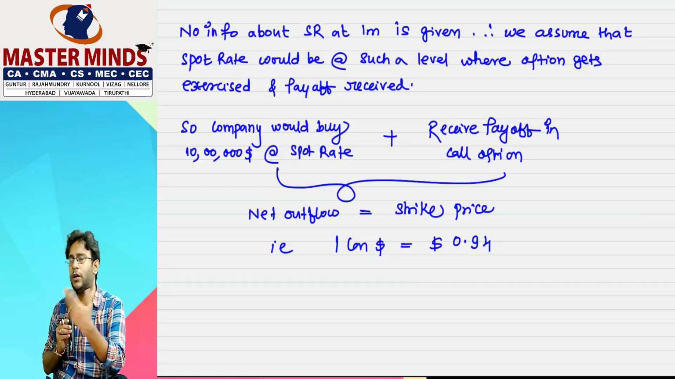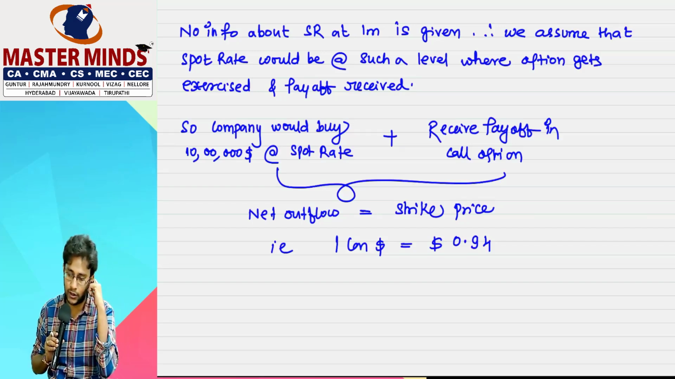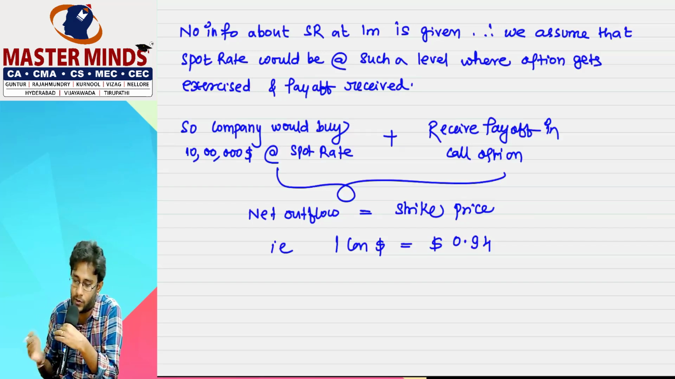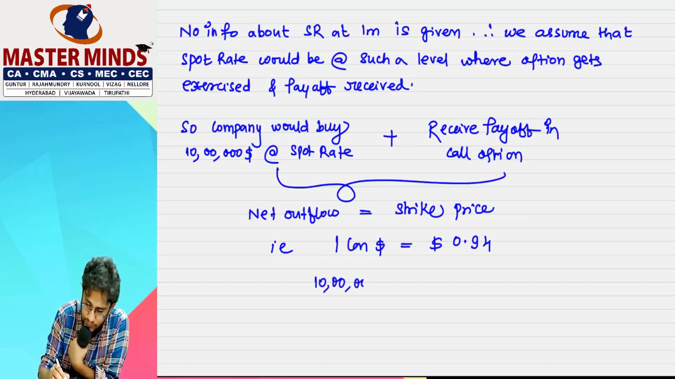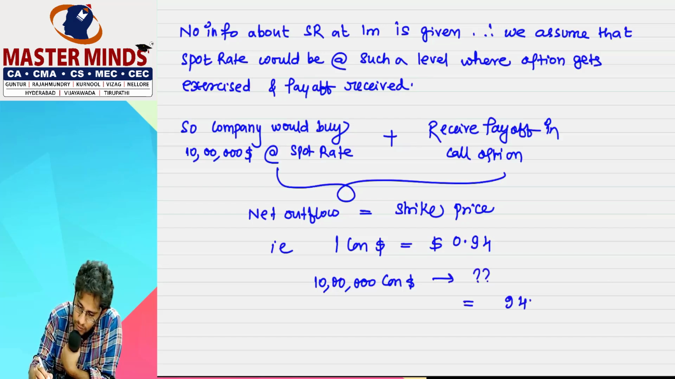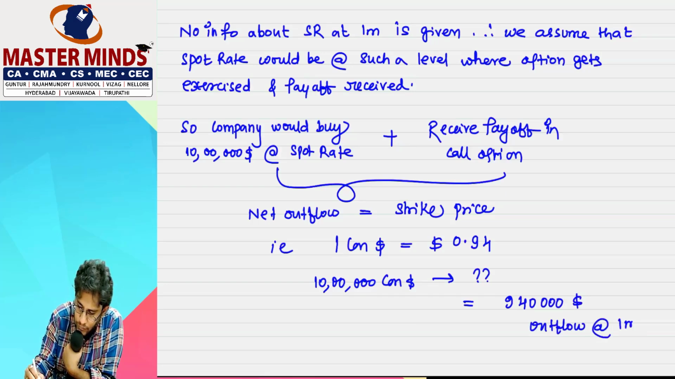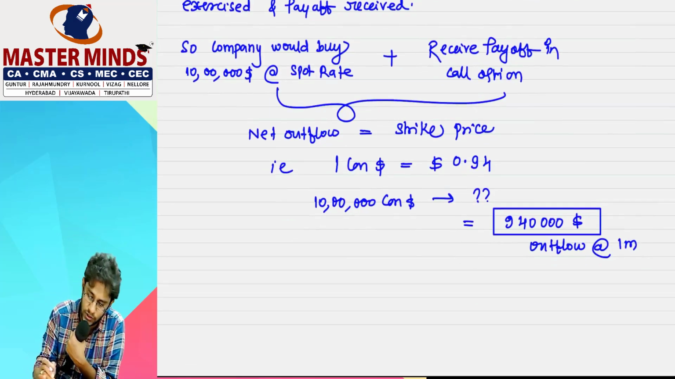You put any spot rate, your choice, answer will be that only, provided that spot rate should be higher than the strike price, otherwise option cannot be exercised. So how many CAN dollars? 10 lakh CAN dollars. How much is this? $940,000. That's all, sir. Option hedging is over.